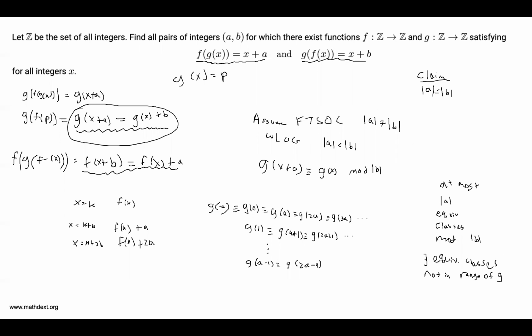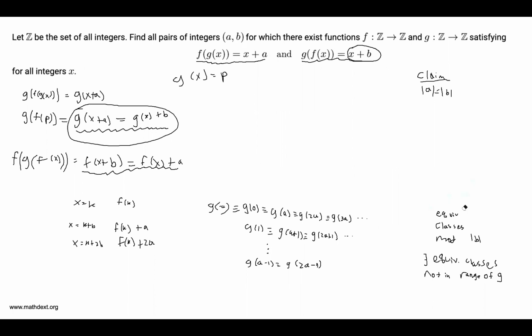And that's easy because this thing is going to be a different integer for every value of x, right? Because x plus b is just a straight line, and that is surjective. And since this is g of some number, essentially this number is in the range of g for all x. So that would mean g is surjective. But that would contradict this statement that there exist equivalence classes not in the range of g. So absolute value of A not equal to the absolute value of B cannot be true, right? So now we've narrowed our solution set down to absolute value of A equal to absolute value of B.